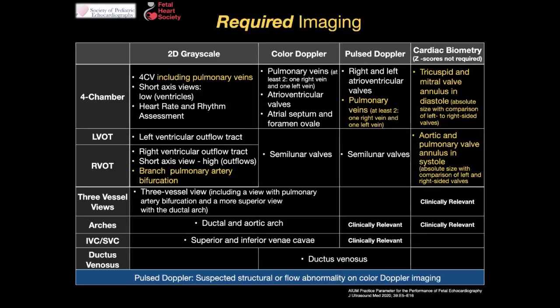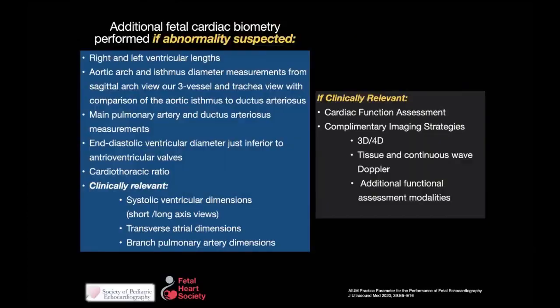As for pulse wave Doppler, we have the right and left AV valves, pulmonary veins, at least 2, 1 right vein and 1 left vein, a right and left semilunar valves. And as for the rest, those are all clinically relevant or needed. And for cardiac biometry, Z-scores are not currently part of the guidelines. They're not required, although we do measure tricuspid and mitral valve annulus in diastole with absolute size with comparison of left to right-sided valves, and aortic and pulmonary valve annulus in systole. And the rest, as for 3 vessels and the arches, that would be clinically indicated.